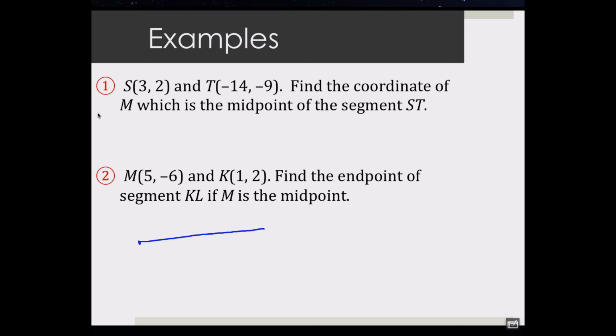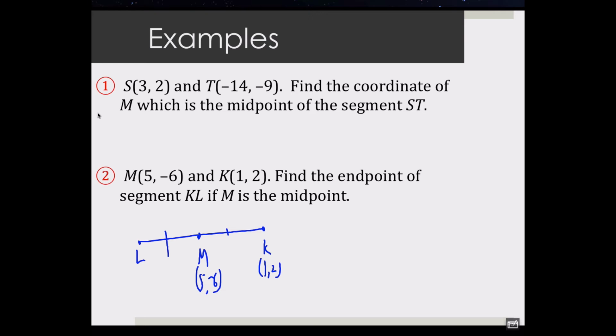We've got L over here, we've got K here, and we've got M here. I know that M is the midpoint. I know that K is (1, 2), and I know that M is (5, -6). There's an easy way to do this, and there's a more difficult way to do it. I'll do the more difficult way first, and then I'll show you the easy way.